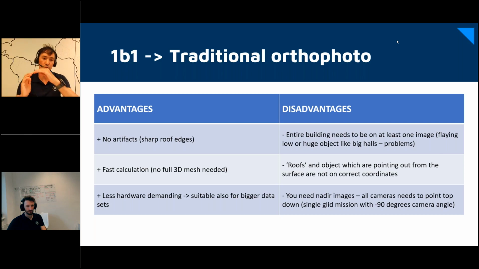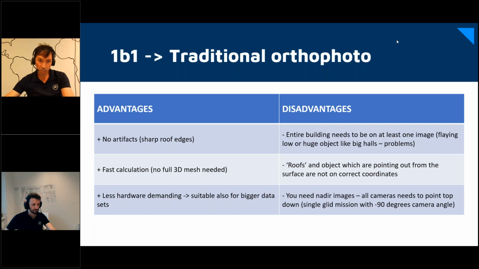So you have super sharp roof edges with no artifacts. The calculation is faster because you don't need to calculate the full 3D mesh first. You're calculating the traditional orthophoto with a regular grid mesh, which is super simple. This also means it is less hardware demanding. So if you have a super big data set with 3000 images or even more, the algorithm can easily cover it. So these are advantages.